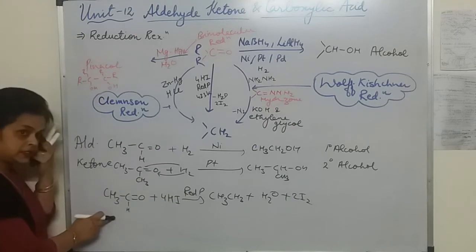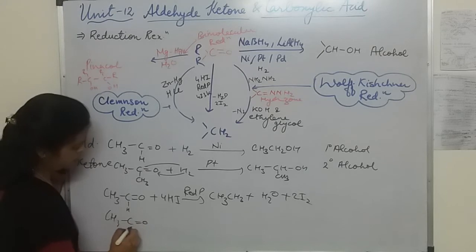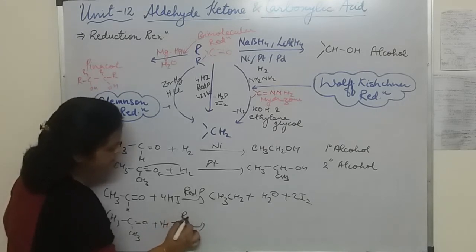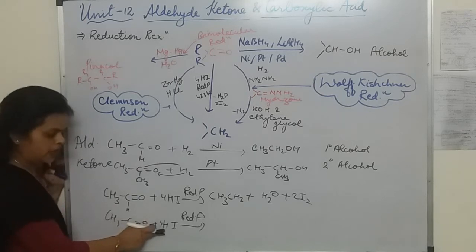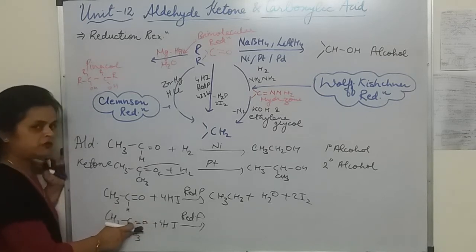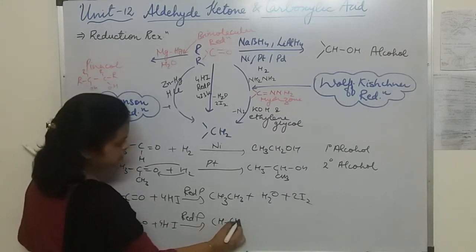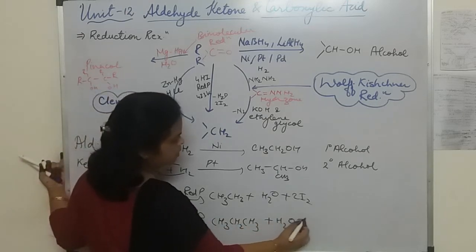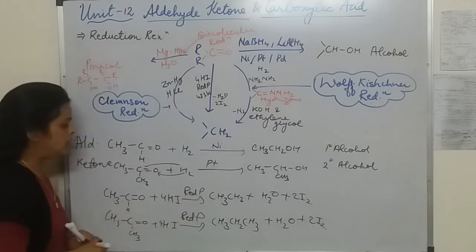Now if it is acetone, then what will be the product formed? CH3 C double bond O CH3. Now if it is combining with 4HI in presence of red phosphorus, now look here, these two hydrogen will take this oxygen and in place of it 2H will come and it is going to form propane, CH3 CH2 CH3, and 1 H2O along with 2 I2. Okay, so here it has converted into hydrocarbon.